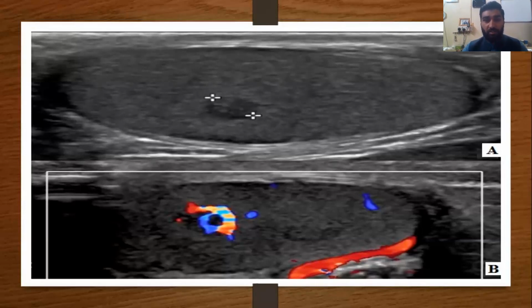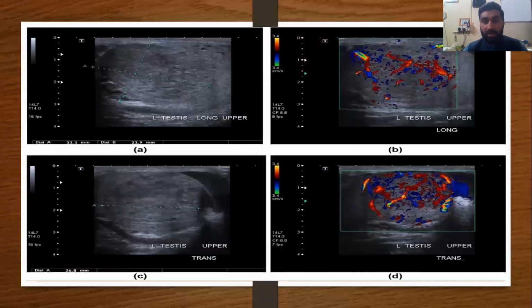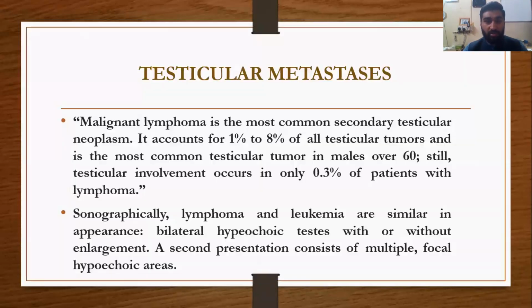A small focal lesion presenting as a gonadal cell tumor. Similarly, in all these images, the gonadal cell tumors. There comes the testicular metastasis. Malignant lymphoma is the most common secondary testicular neoplasm. Most common secondary testicular neoplasm.